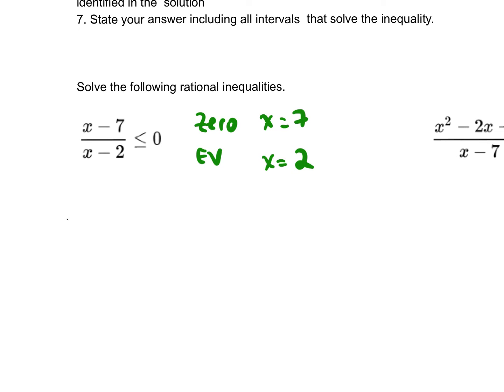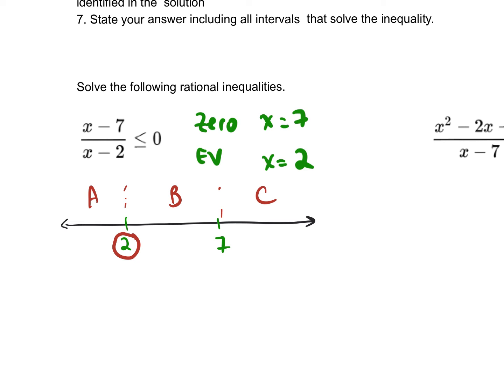Very similar to before, I'll draw my number line. I will put those 2 zeros on, which are 2 and 7. Now, the one difference is I'm going to put a circle around 2, because 2 is excluded, so you can never have 2 be equal to. It can only be parenthesis in our interval notation. So I have region A, B, and C. So I'll pick a number in each region. So a number smaller than 2, let's go with 0. A number between 2 and 7, let's go with 5. And then bigger than 7, which is 10.